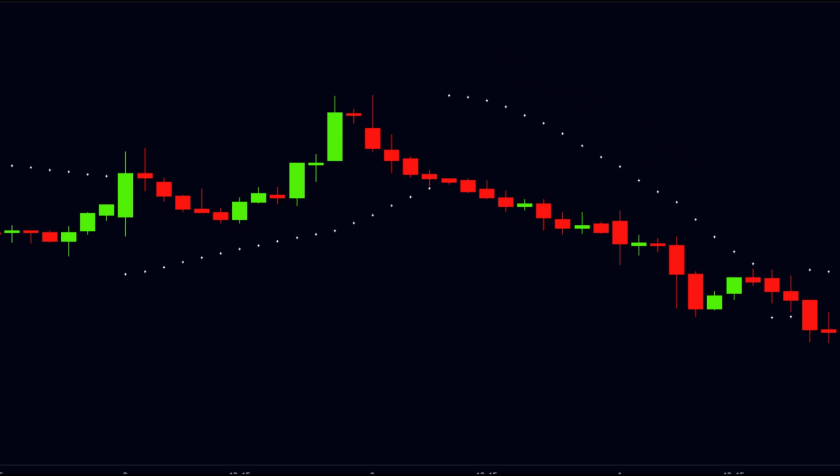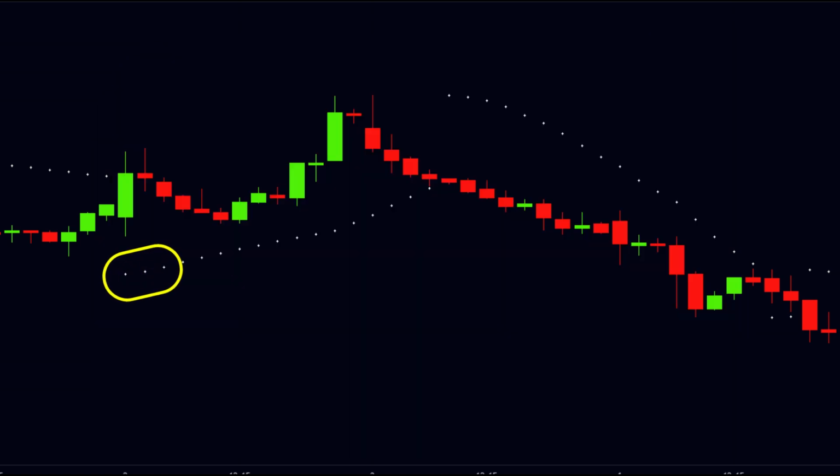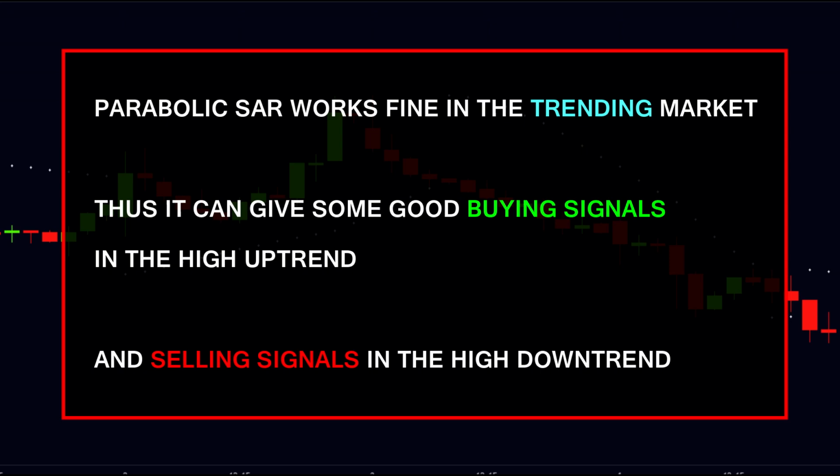Moreover, Parabolic SAR gives the signals for the buying and selling. When the SAR dots start to form below the price, then it gives the buying signals. Similarly, when the SAR dots start to form above the price, then it gives the selling signals. Parabolic SAR works fine in the trending market, thus it can give some good buying signals in the high uptrend, and selling signals in the high downtrend.